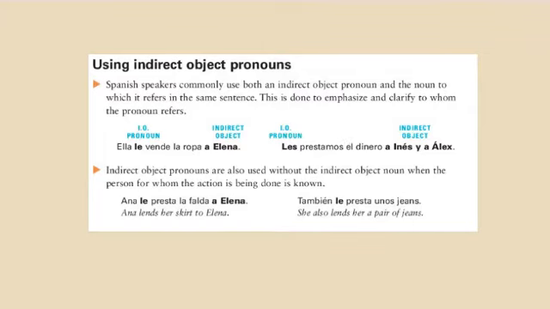So, indirect object pronouns are also used without the indirect object noun sometimes, especially when the person for whom the action is being done is known. So look at these two sentences. Ana le presta la falda a Elena. Ana lends her skirt to Elena. También le presta unos jeans. She also lends her a pair of jeans. In English, lends her. In Spanish, her, she lends. No? And we already know who le is referring to. We understand that it is a Elena because it was just in the previous sentence. So that's a common phenomenon that might happen.